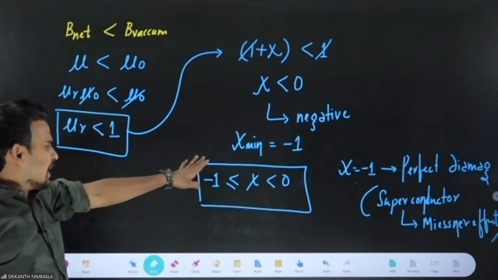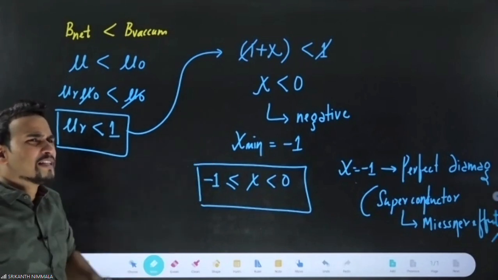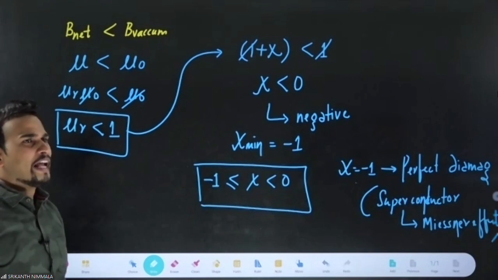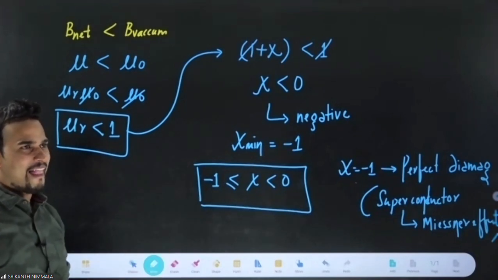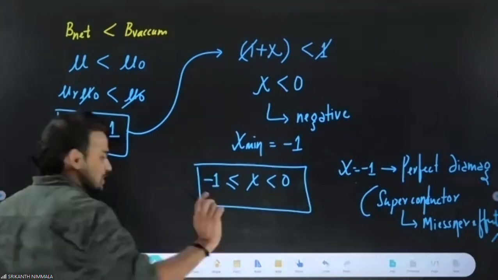Do you want to know why the minimum value of xi is minus 1? Why it cannot become less than minus 1? I'll just give you an idea.